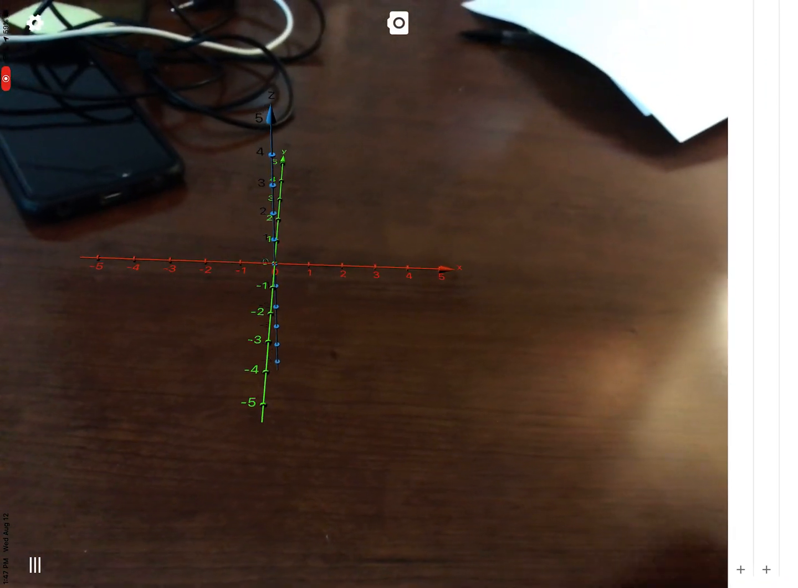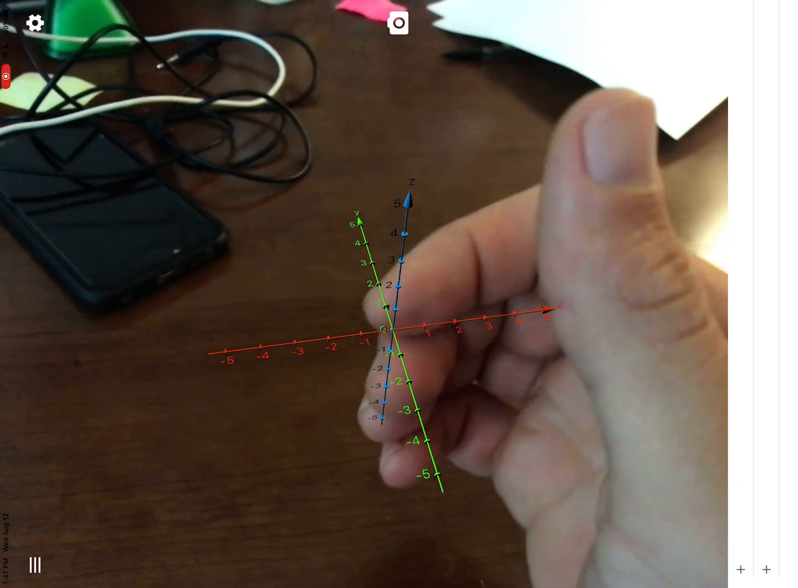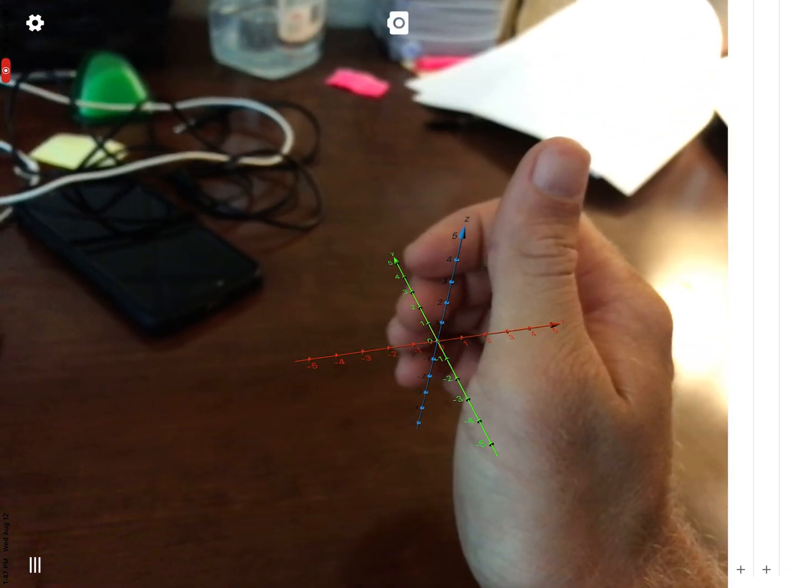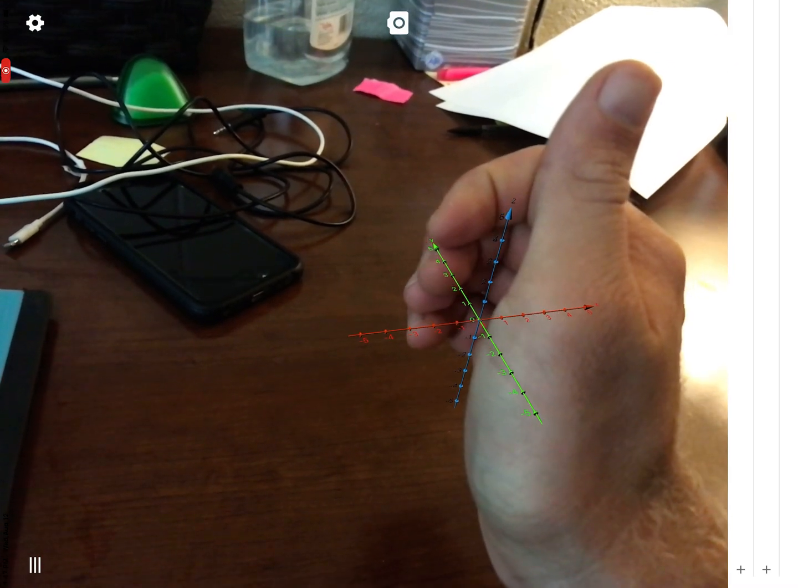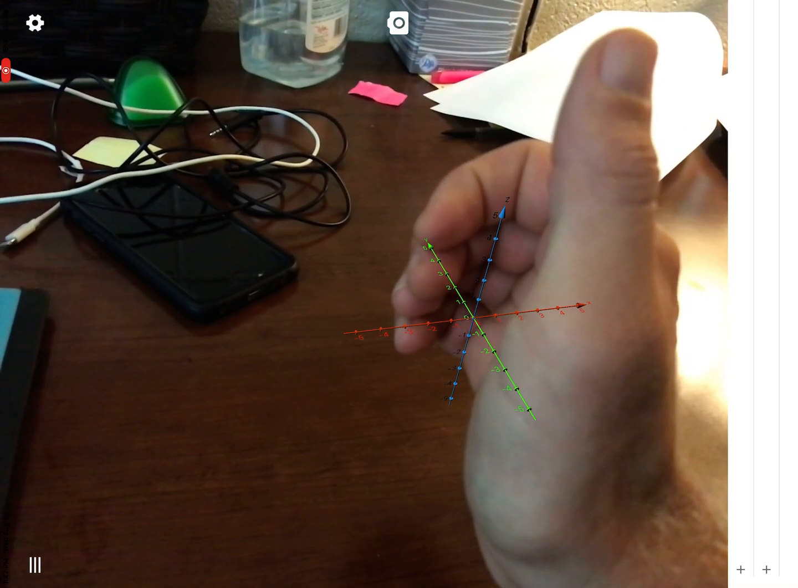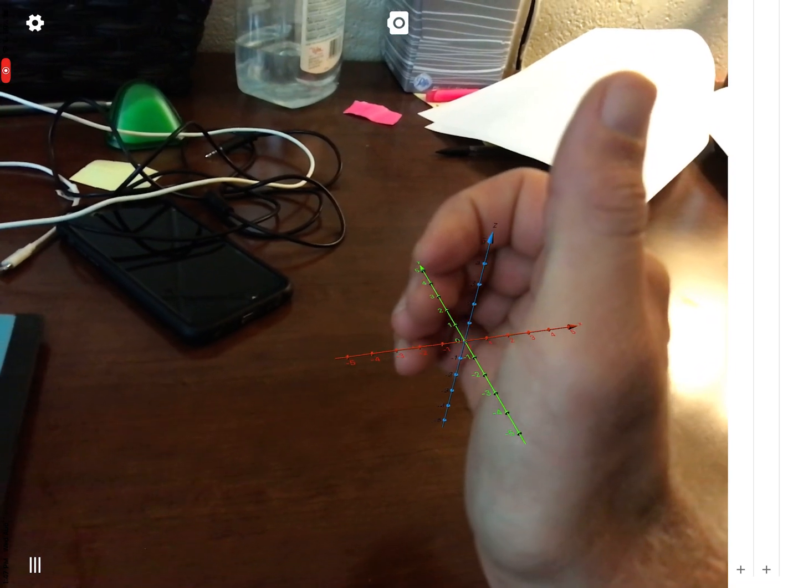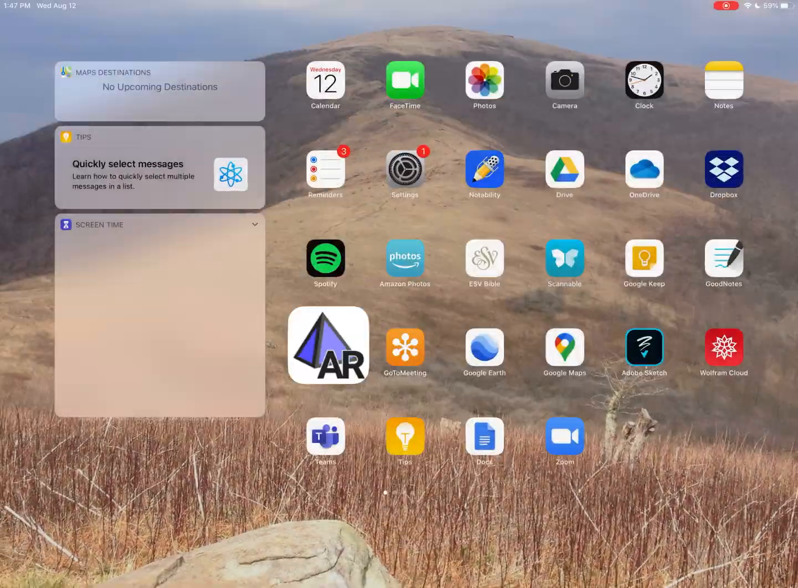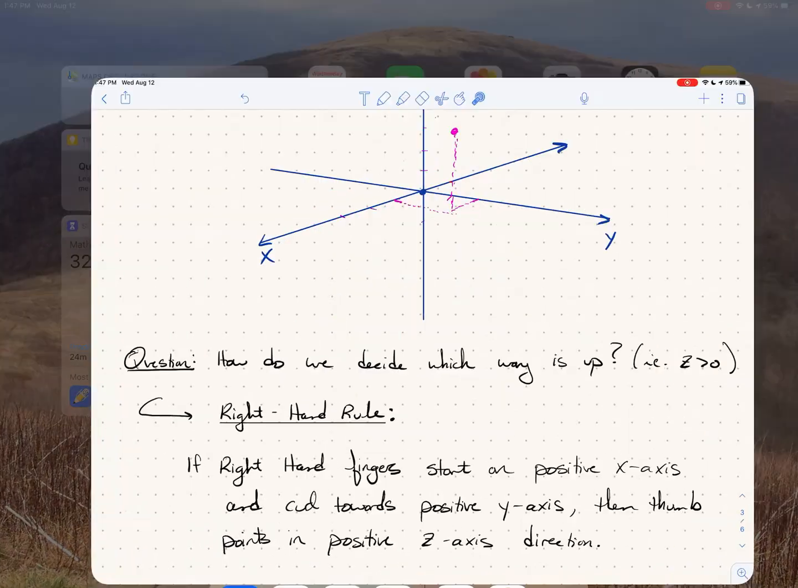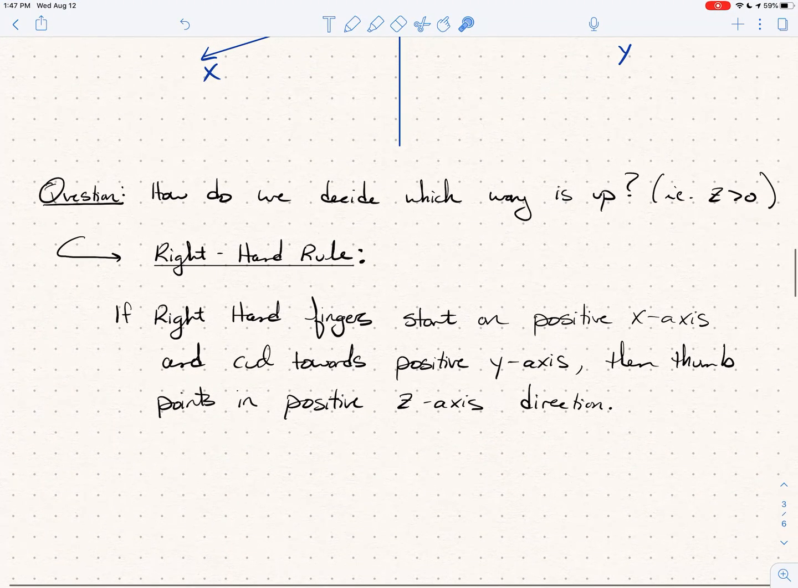The red is the positive x-axis. I can get my hand in here, hopefully. So I'm going to start my right hand fingers on the x-axis. They're curling towards the positive y-axis. You can see that's all perfect, and my thumb is sticking straight up in the positive z direction. So that's what the right-hand rule is saying. So let's switch back now to my writing app, and we'll end this video here.